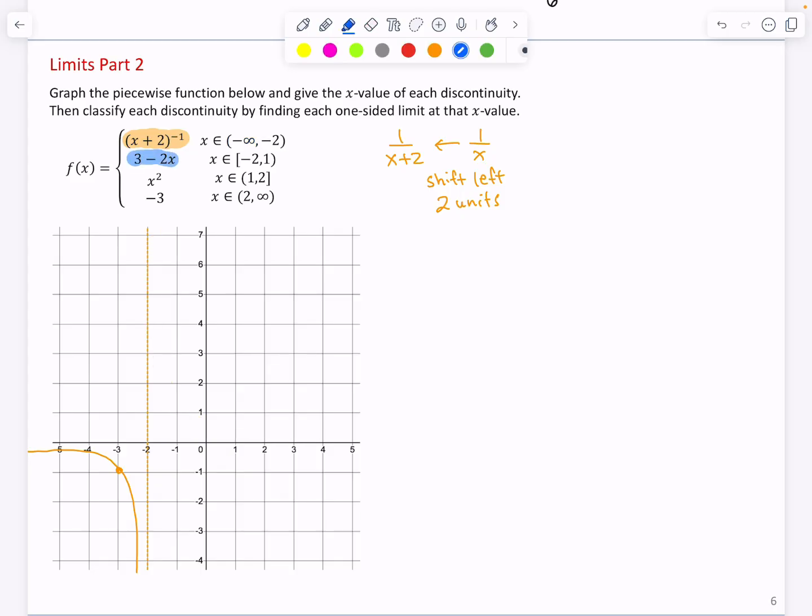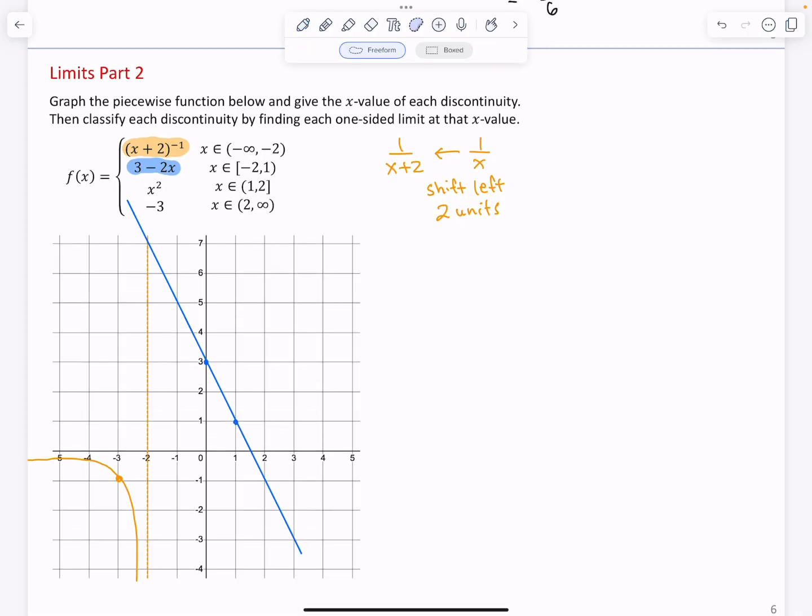Okay, now let's graph this portion of our piecewise function. 3 minus 2x, this is the form mx plus b, where m is negative 2 and b is 3. This is a linear function, passes through 0, 3, and has a slope of negative 2. So I'd go right 1, down 2. A second point should be 1, 1. I could continue, but we have a line. Here's the line in its entirety, but now we only want to keep the portion of the line between negative 2 inclusive and 1 exclusive.